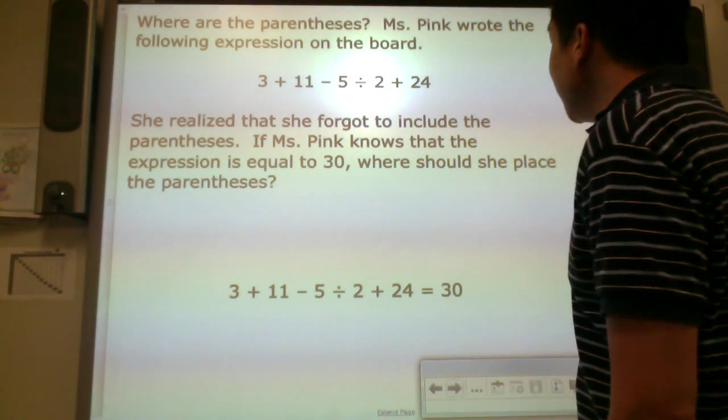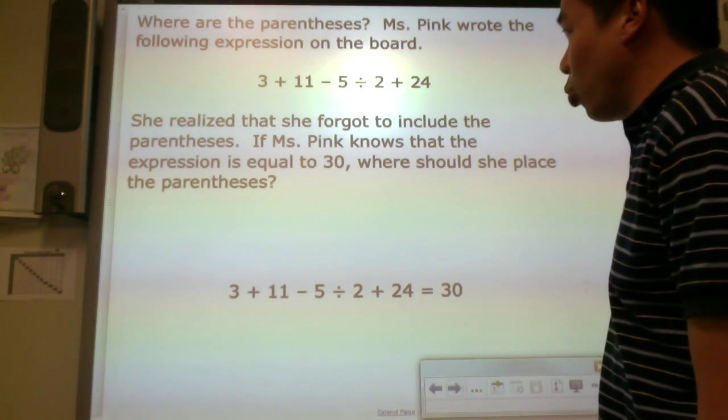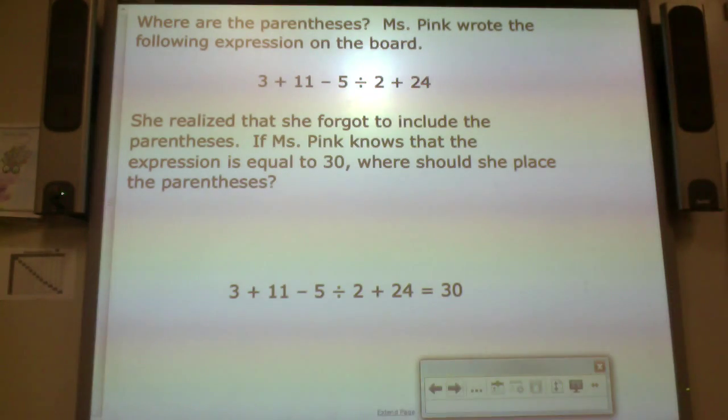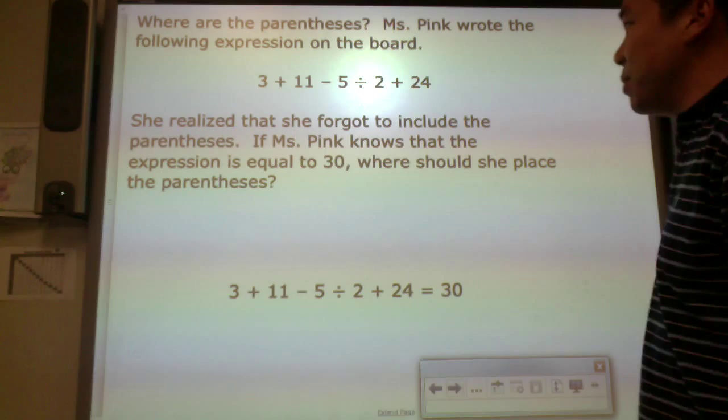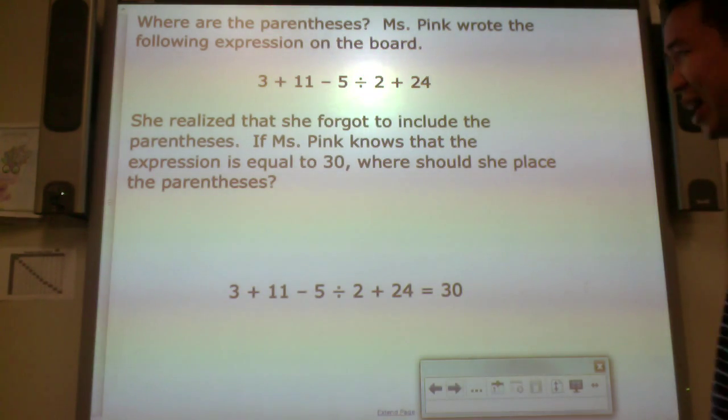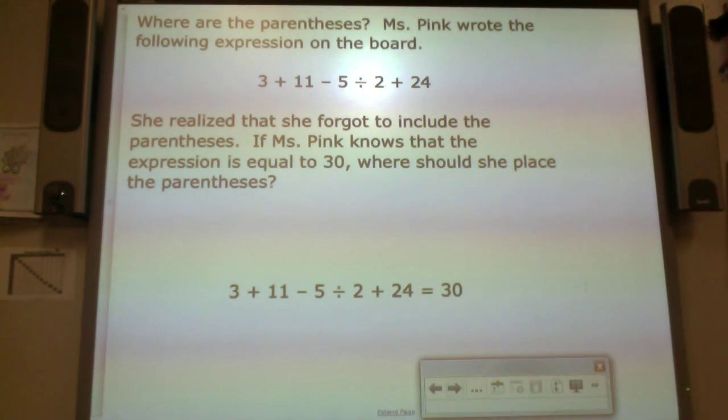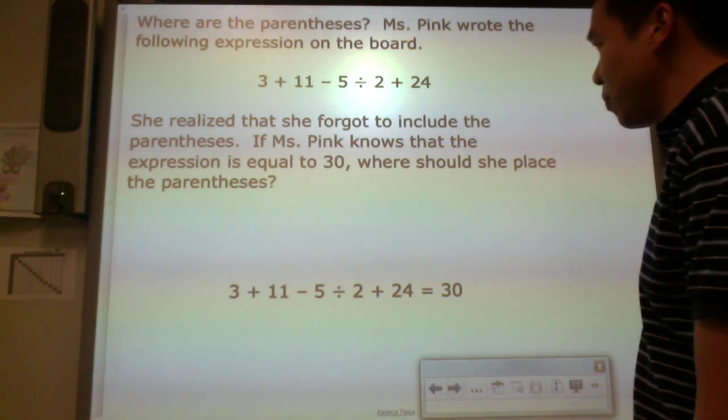Where are the parentheses? Mrs. Pink wrote the following expression on the board. She realized that she forgot to include the parentheses. Shame on her. If Mrs. Pink knows that the expression is equal to 30, now it's an equation, where should she place the parentheses?